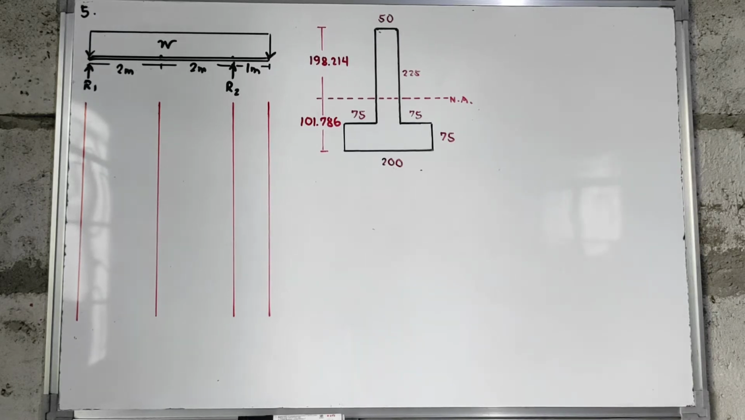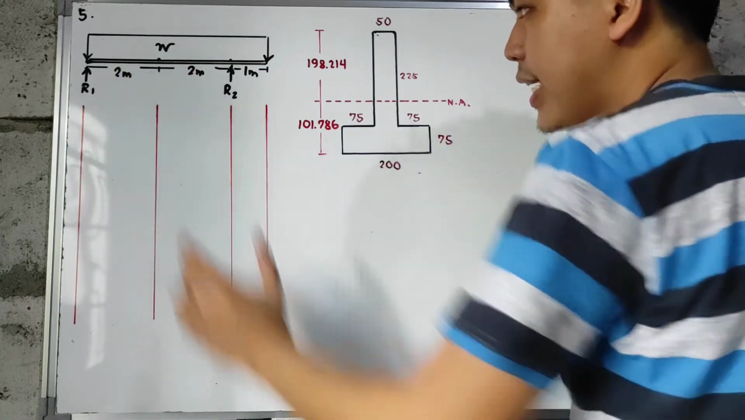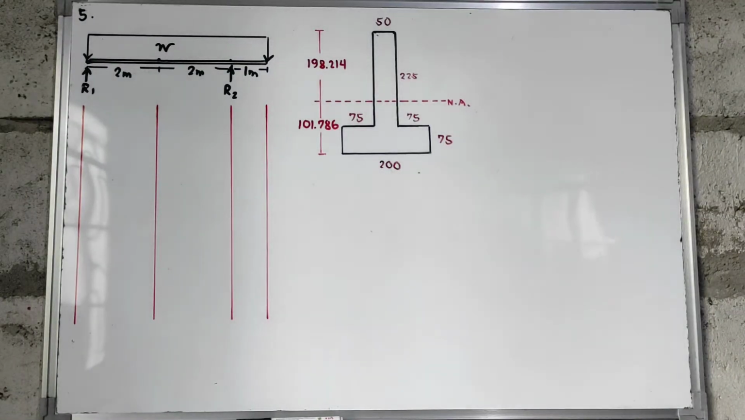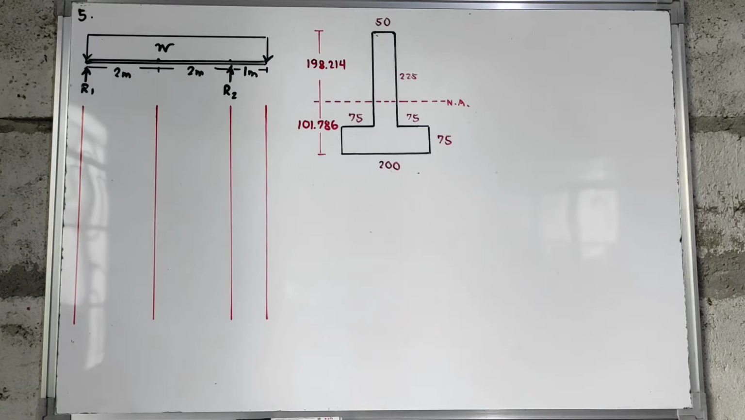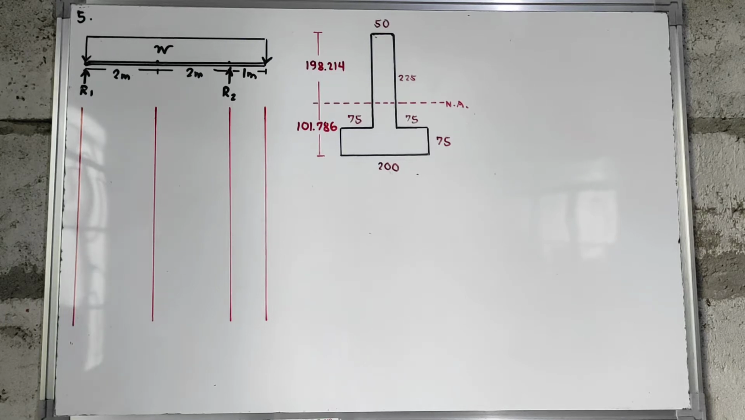mm. So, yung nag-iba lang for this example, siyempre yung loadings natin. So, right now, we have an overhang beam. So, it is overhang at 1 meter. So, yung distance between supports natin, that is equal to 4 meter. And yung sinusuportahan naman yung loading that has a value of W. So, for this example, so yung value ng W natin, so we're going to solve that in terms of Newton per mm, or by default, Newton per mm, that is also equal to kilonewton per meter.